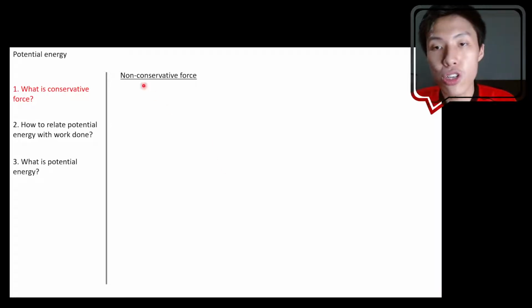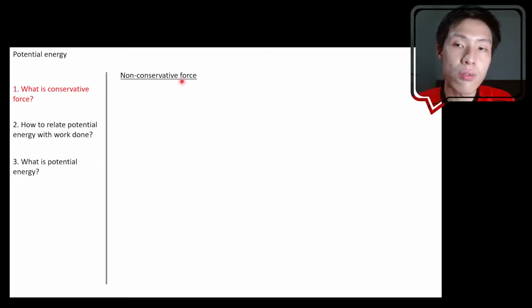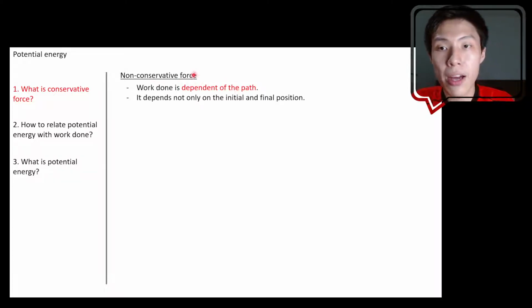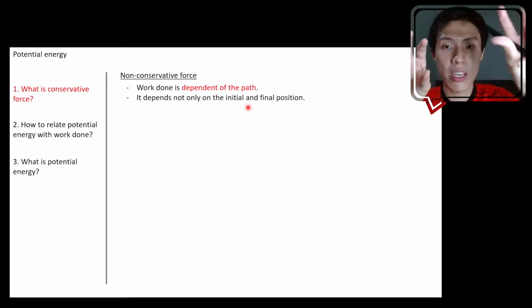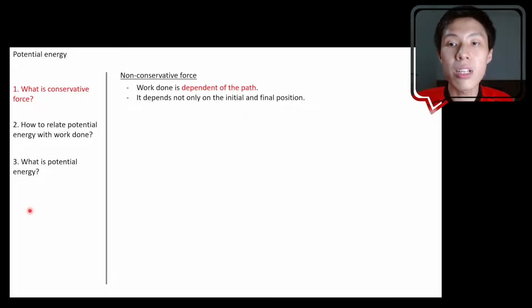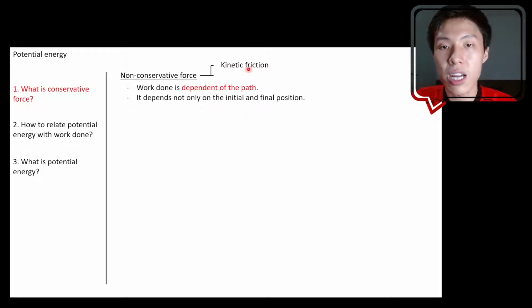Let's discuss non-conservative force. Non-conservative forces are forces whose work done is dependent on the path. So the work done by a non-conservative force depends not only on the initial and final position, it also depends on the path you take to go from the initial position to the final position. The commonly seen non-conservative forces are kinetic friction and external force.